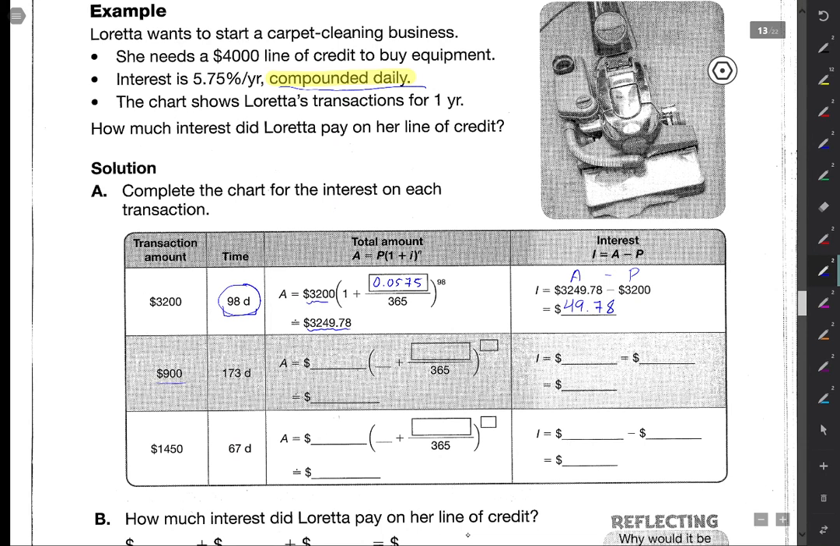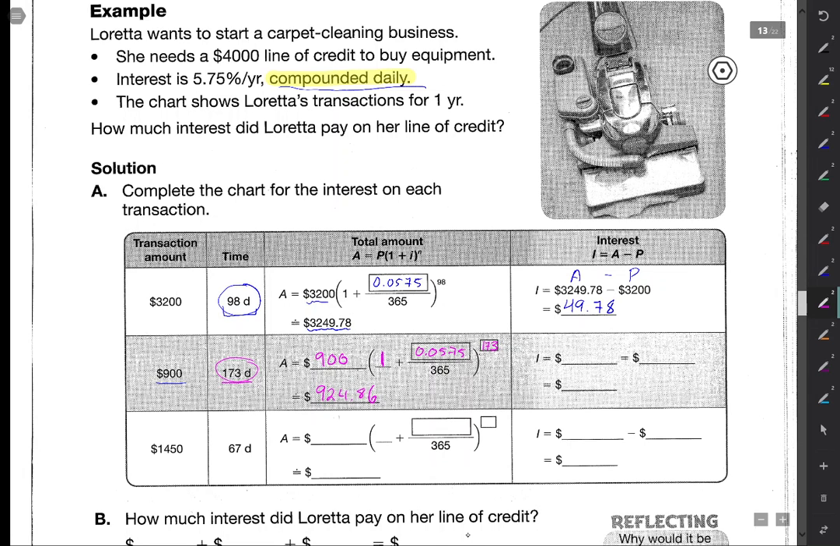So now let's do the same thing for the next transaction. The next transaction was $900. Here, I'm going to use a different color. This time it took her 173 days to pay back. So the principal amount this time was $900. The 1 always goes in this blank. And then we put the interest rate up here, which is 0.0575 once again. And since it's compounded daily and it was for 173 days, that means it would be compounded 173 times.